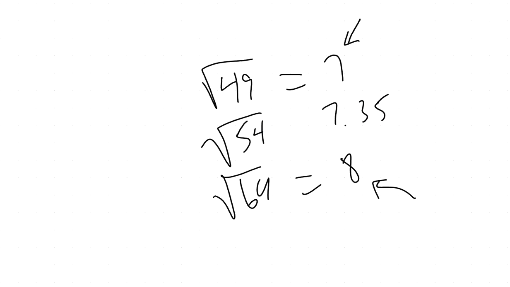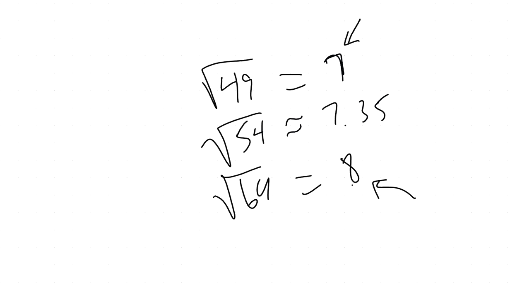Remember, you can't put equals, though. You have to put approximate, because this little squiggly line equal sign is telling you that this is an approximate number. So here, if you notice again, this 7 is perfect. This 8 is perfect, but in between is 7.35.